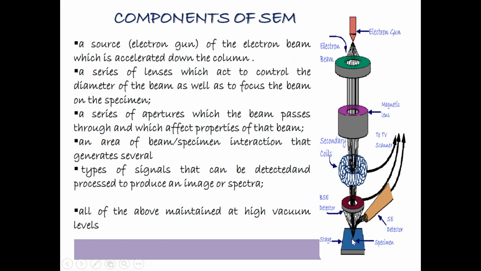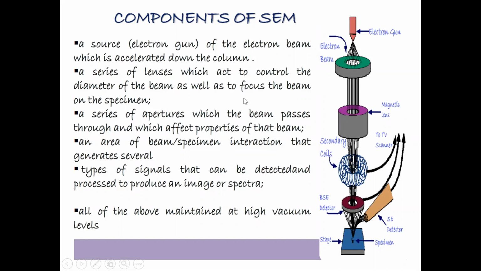So after your electrons strike the sample over here, this is the tear shape phenomenon. That is the secondary electrons, the X-rays, and the scattered electrons over here, right?